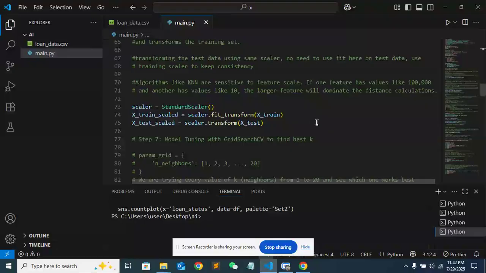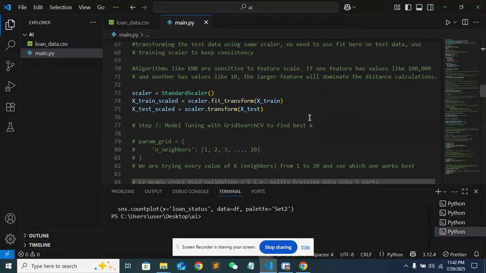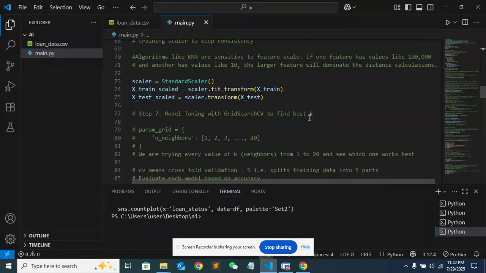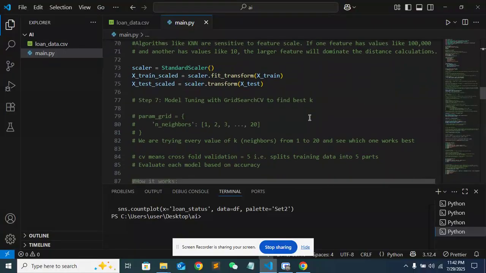Feature scaling. Now, feature scaling is very important because let's consider age and income. Age is from 18 to 65, but the income can be up to 100,000. If you don't use feature scaling, the income will heavily impact the KNN algorithm. So to keep them on a consistent scale, we use standard scaler. It creates all features to have a mean of 0 and a standard deviation of 1.